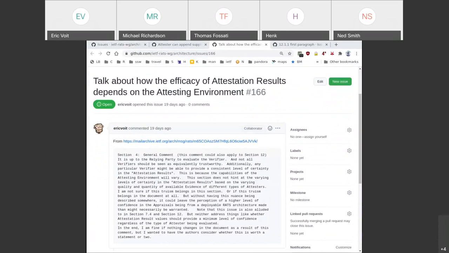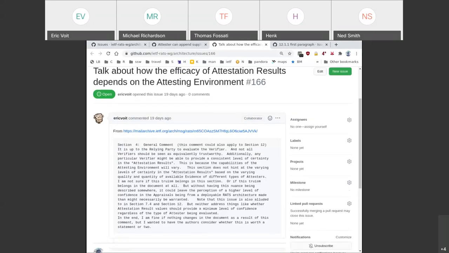Now, basically, the issue here is that when we make a claim or when we do an attestation result, we're asserting that whatever the level is or whatever is being asserted back is of equal weight. And that's not really necessarily going to be the truth, whatever the truth means. Attestation results are pushed back, and they're going to vary based on the quality and quantity of evidence that's available. So there's potentially a confidence level in the attestation result based on how good the attesting environment is at producing those claims.